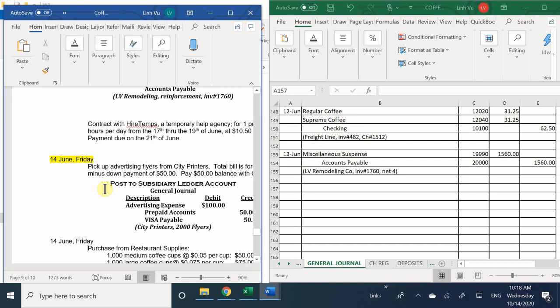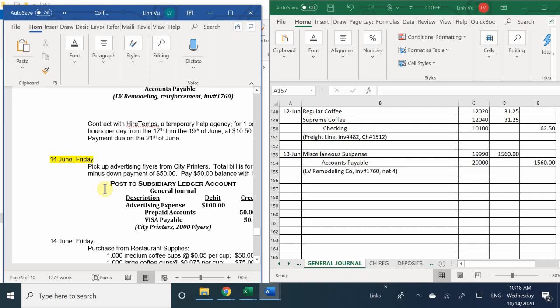Pick up the flyers that was ordered, and that with a total bill of 100. Then the amount that the company owes the city printers is only $50 because 50% was because of down payment, advance payment. Good. So, we recognize that.